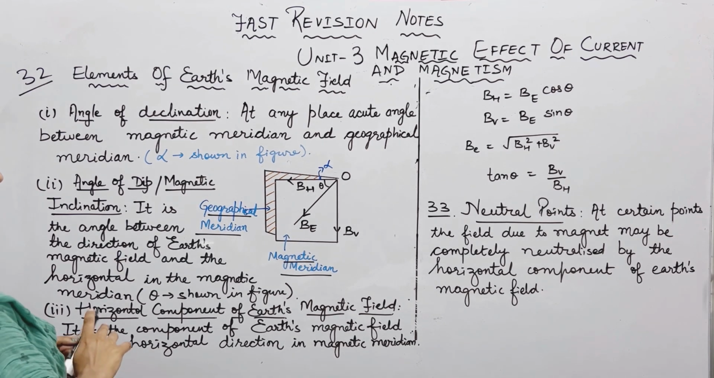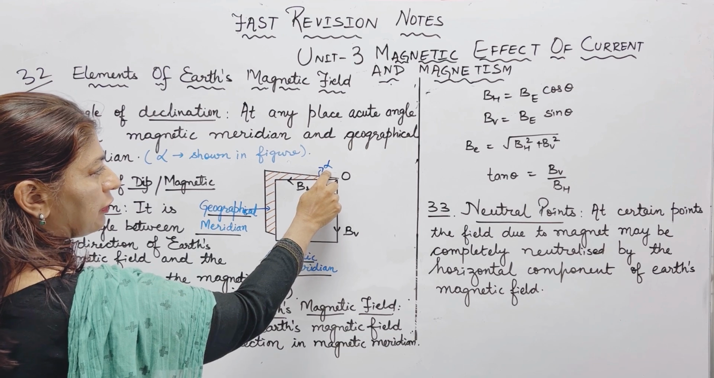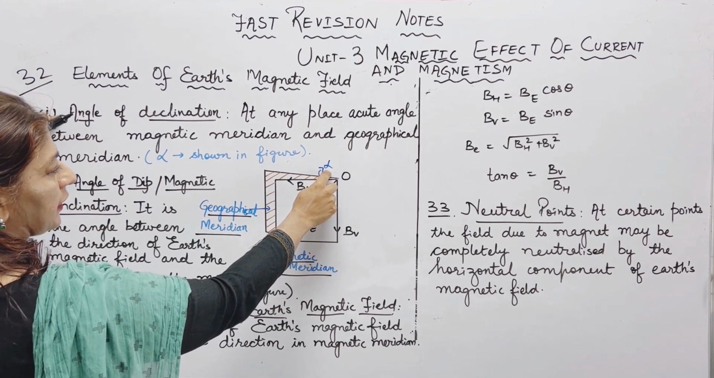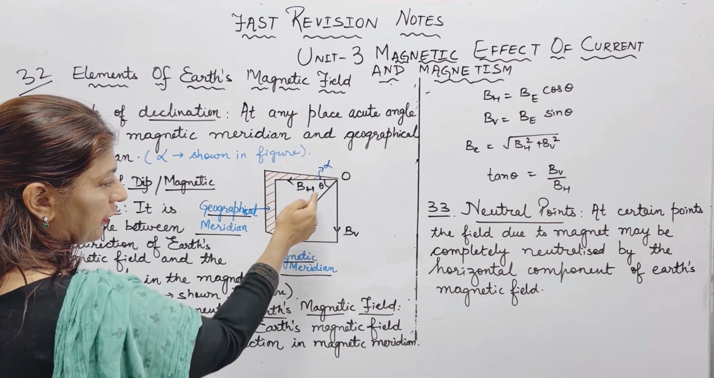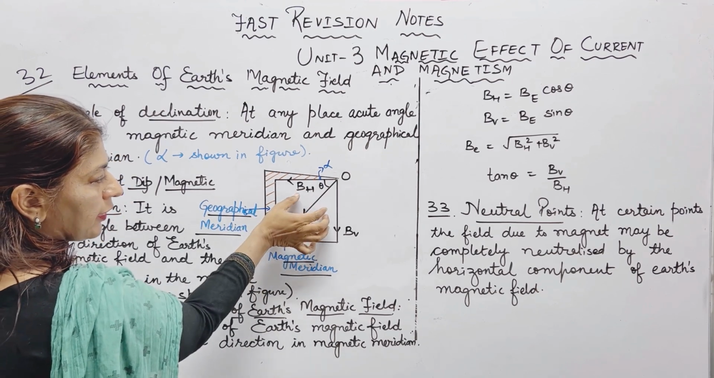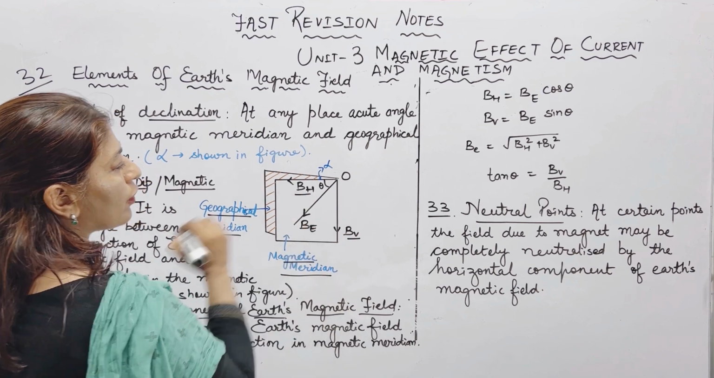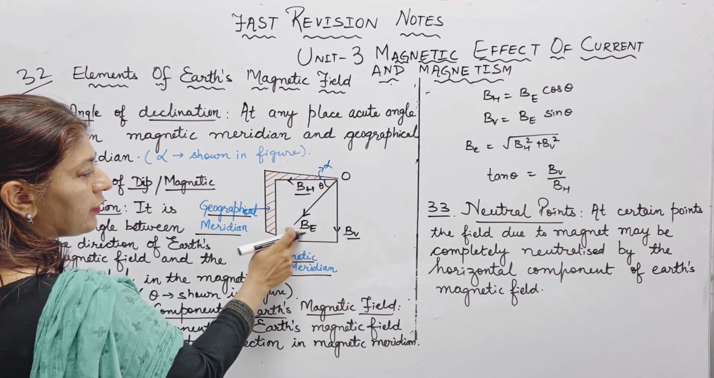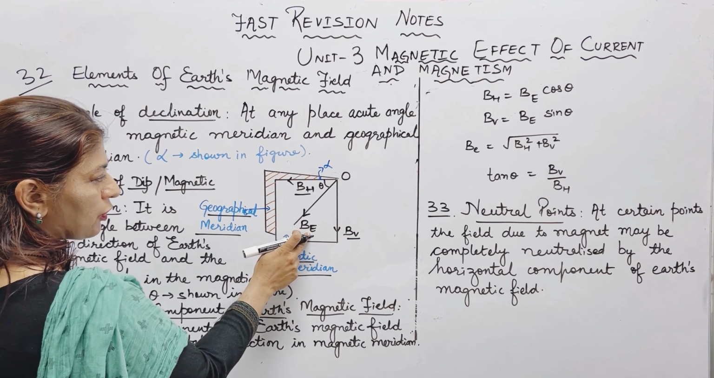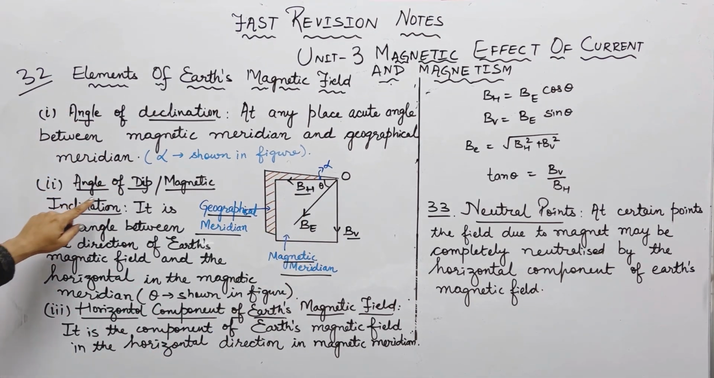Now, the angle between the geographical meridian and the magnetic meridian is denoted by alpha, and this is the angle of declination. The Earth's magnetic field is resolved into its components: this is the vertical component, this is the horizontal. Now the angle between the horizontal component and the Earth's magnetic field is denoted by theta, and that is the angle of dip or magnetic inclination.